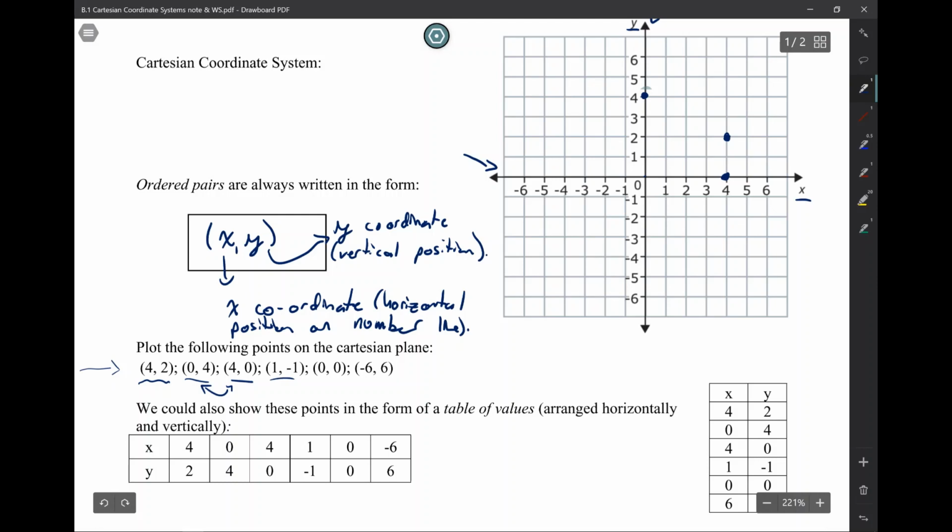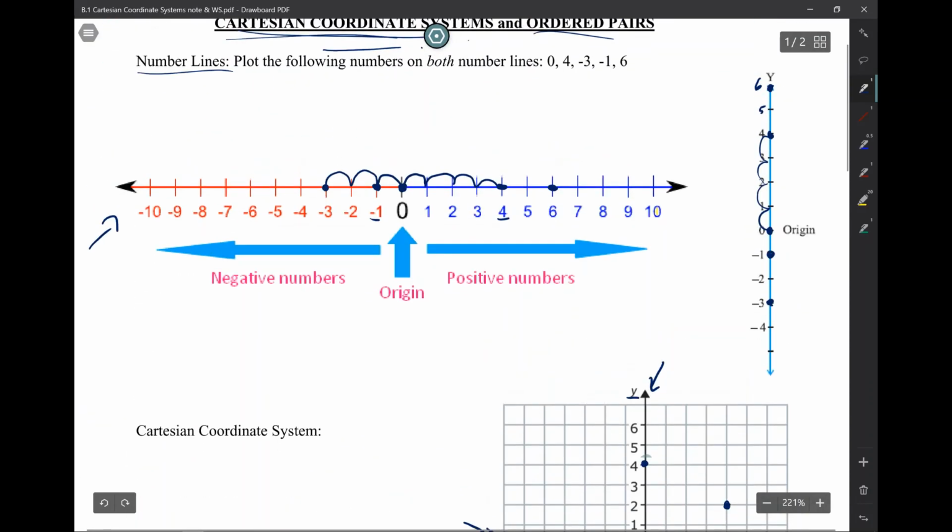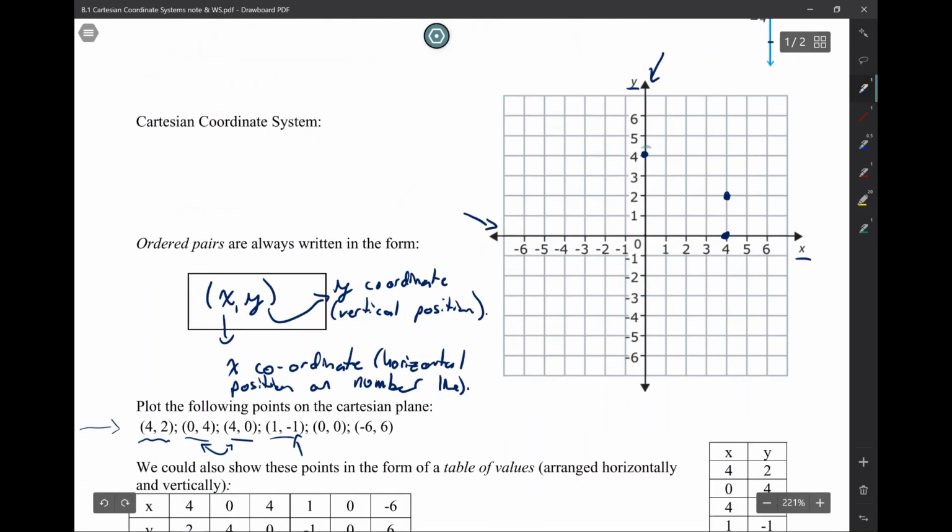I have the point (1, -1). So here's our first negative coordinate, but we know what to do with negatives because we've seen them on our number lines. We just go in the other direction. So this time we're going to go, again, over 1, and then down 1. Our second last point here is (0, 0), so we don't move at all from the origin. Our point is simply right at the intersection between our x and y axes.